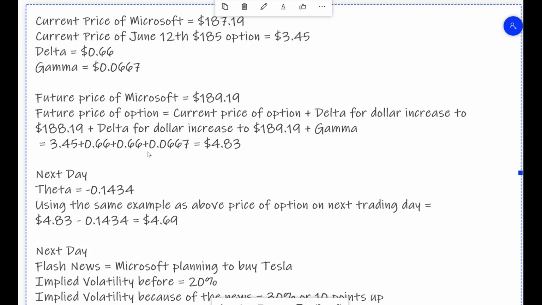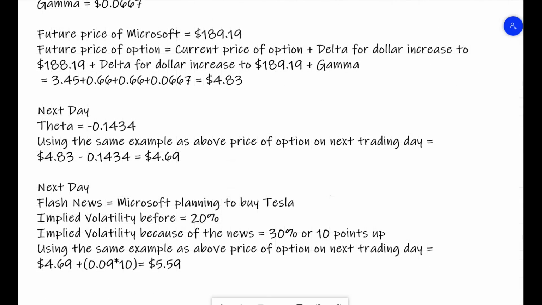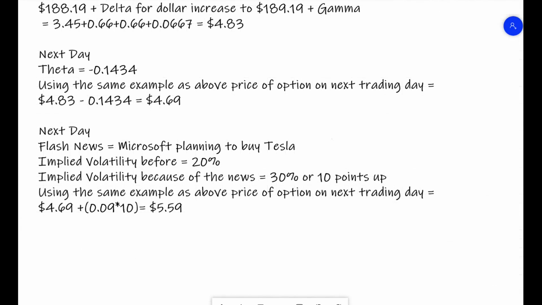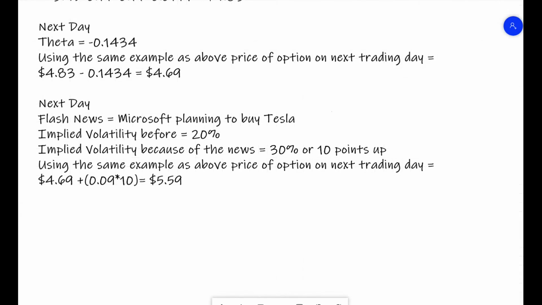Next, we spoke about theta decay. That means theta represents the decrease in the option price per day. So as each day goes by, the value of that option will decrease by this much amount. So from the previous example, we got $4.83. It's the next day, so you subtract the theta and you got $4.69.